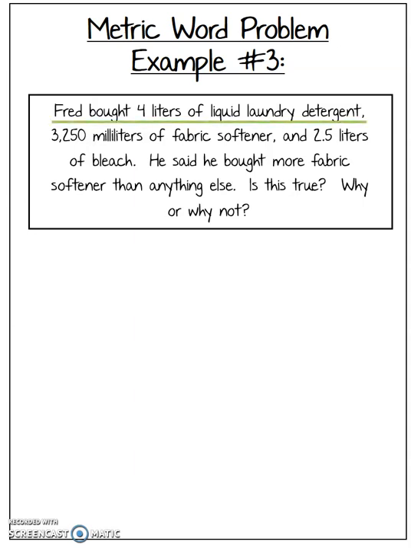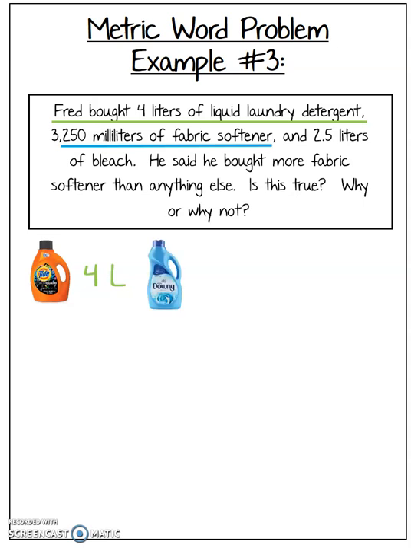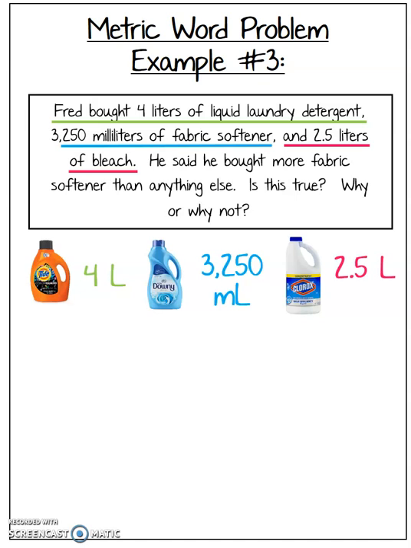The first part of the first sentence said Fred bought 4 liters of liquid laundry detergent. So I've got a bottle of Tide laundry soap, and I know that that's 4 liters. Then the middle of that sentence says he also bought 3,250 milliliters of fabric softener. So I'm picturing a bottle of Downy, and I know that that's 3,250 milliliters. And finally, the end of that first sentence tells us that he bought 2 5/10 liters of bleach. So I'm picturing a bleach bottle, which is 2 5/10 liters.